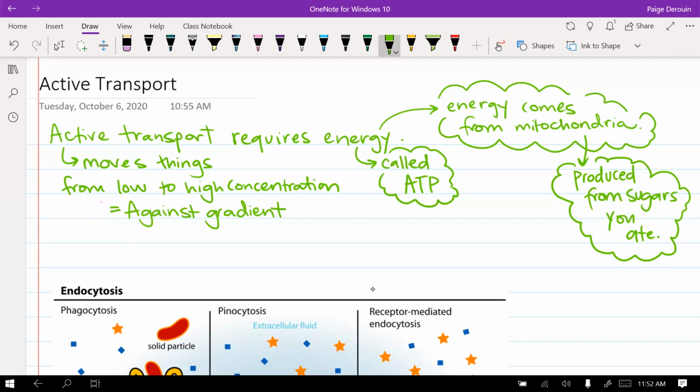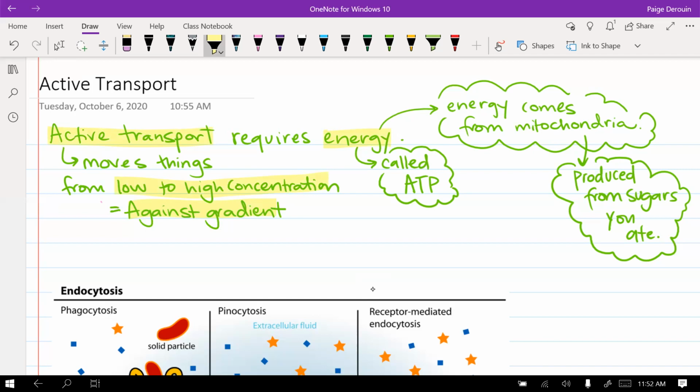So think about the gradient like a lazy river. In active transport, it's like you're trying to go the opposite direction that the lazy river is pushing you. That's going to use energy because the current's pushing you the other way. So that's against the gradient. If it's passive, it's you in your inner tube floating down the river, having a great day. Passive, no energy. It's lazy, okay?